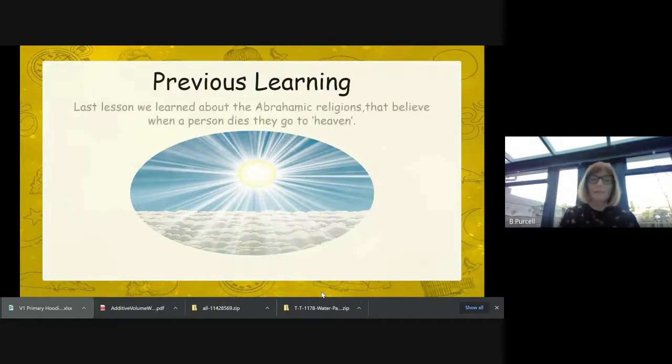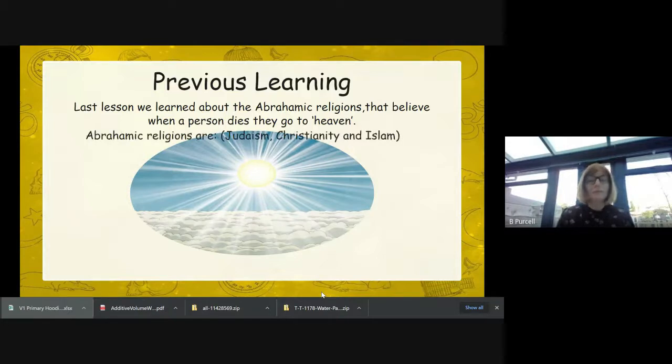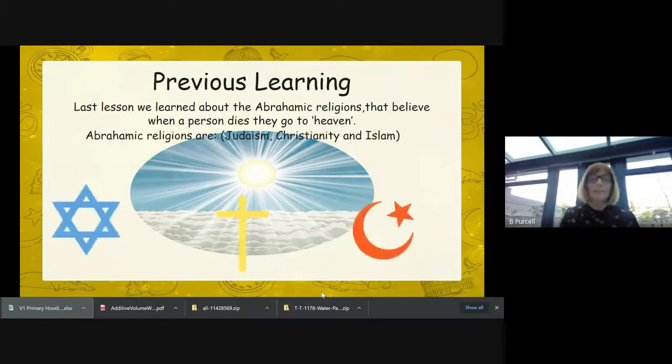In our previous lesson, we learned about the Abrahamic religions that believe that when a person dies, they go to heaven. And these religions were Judaism, Christianity, and Islam. So those are your Abrahamic religions.